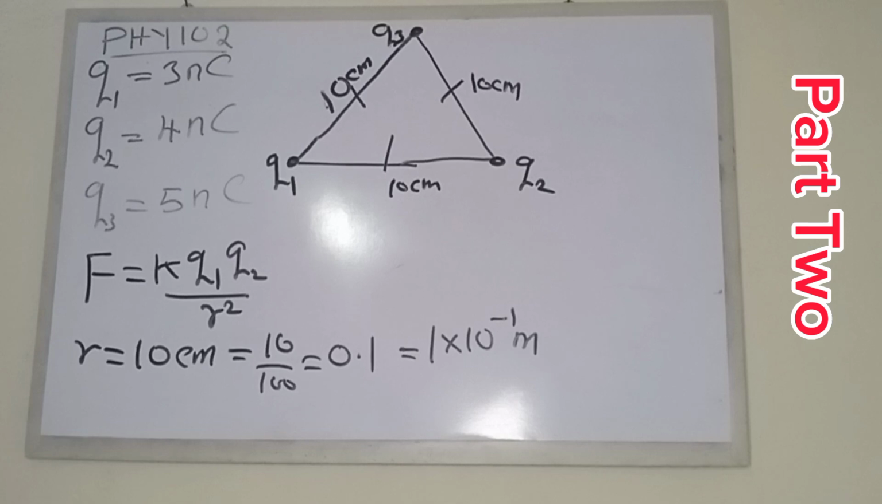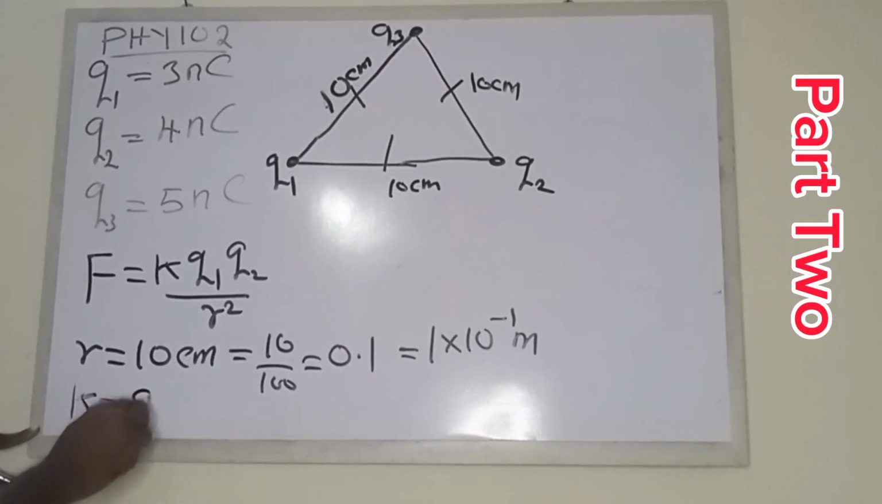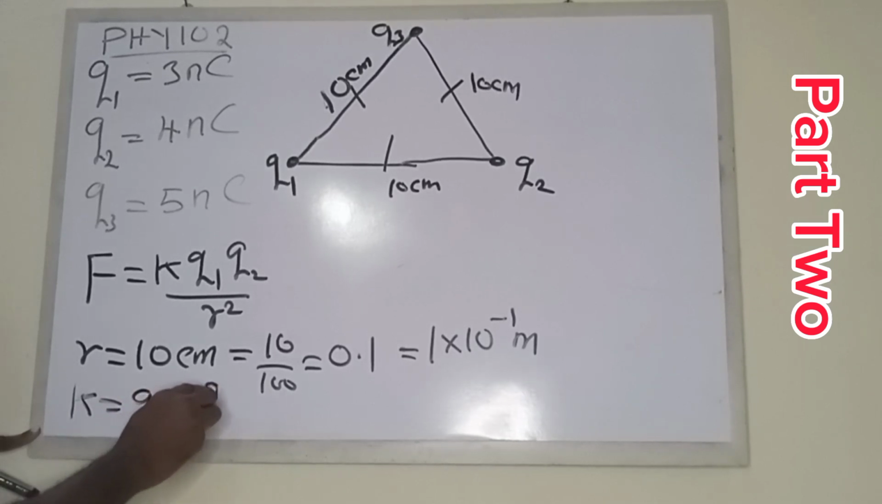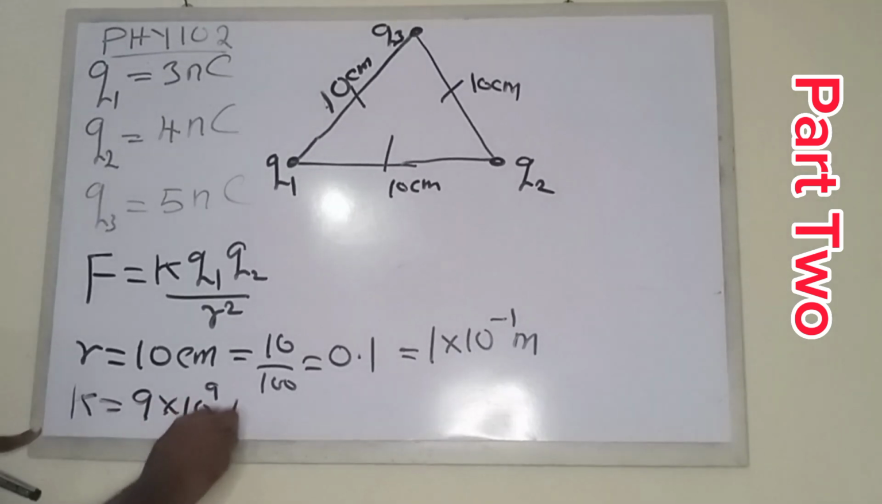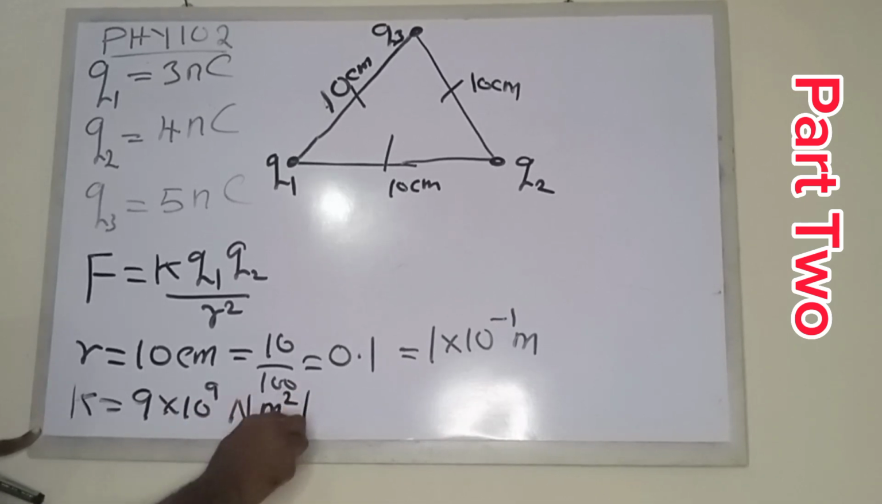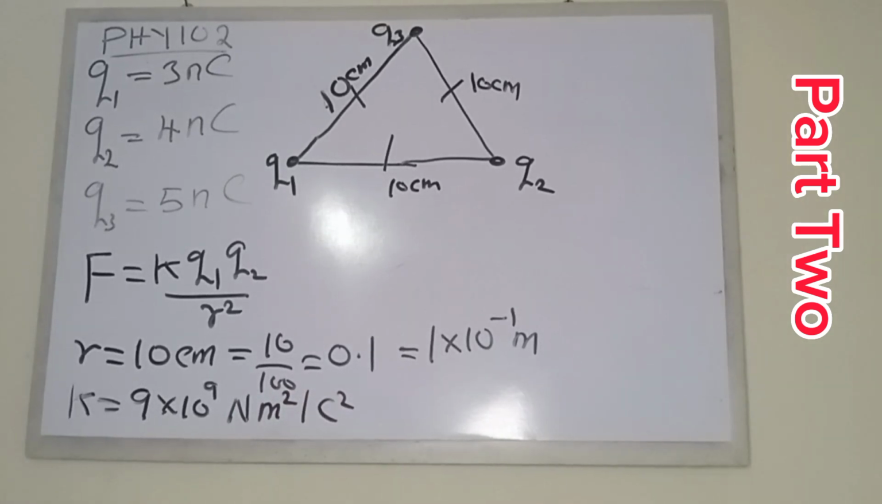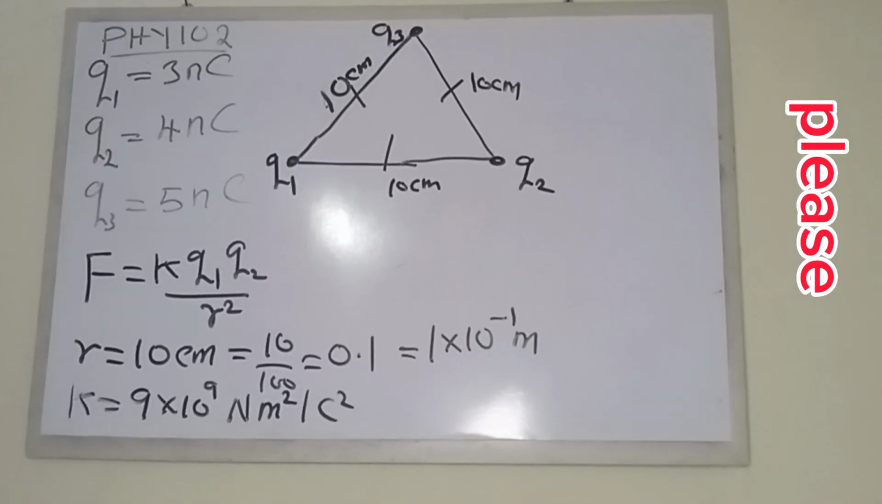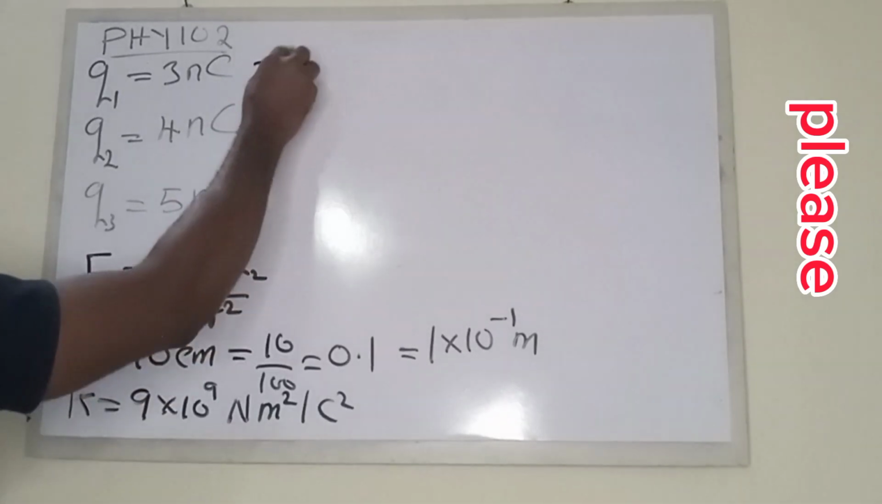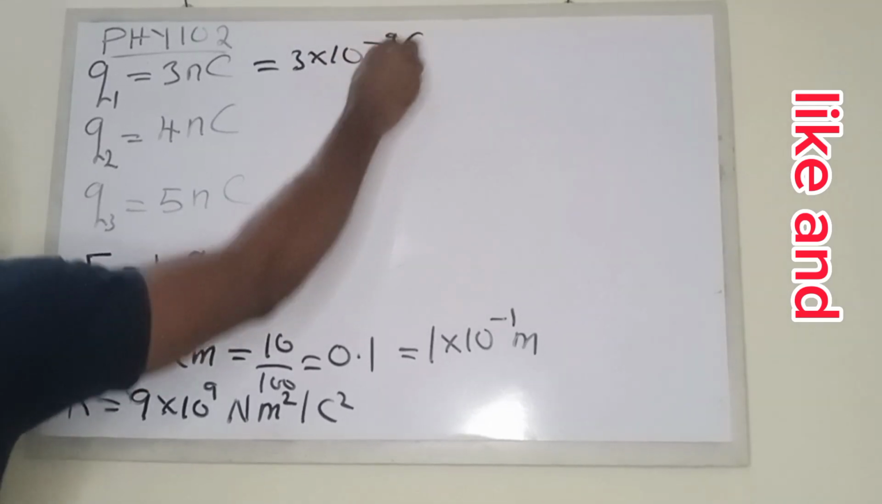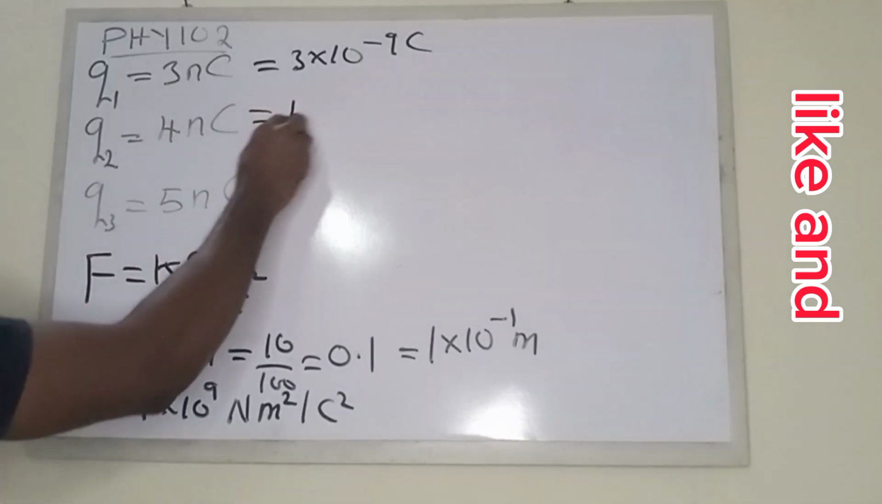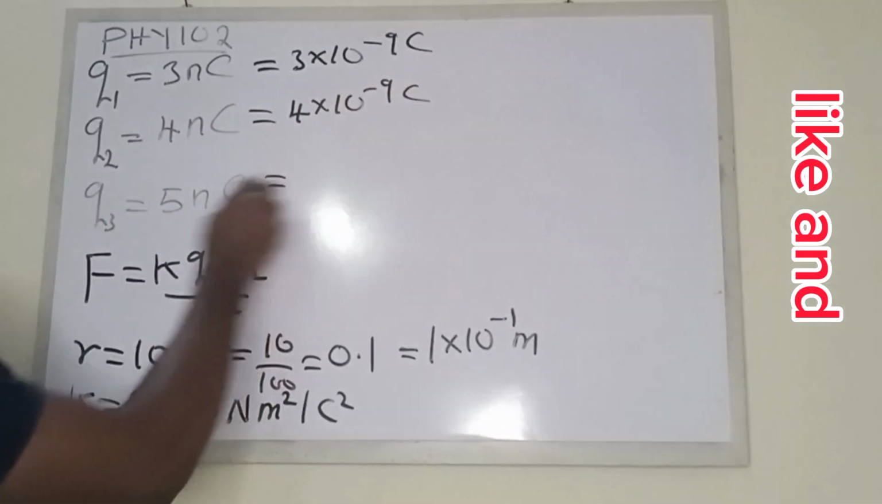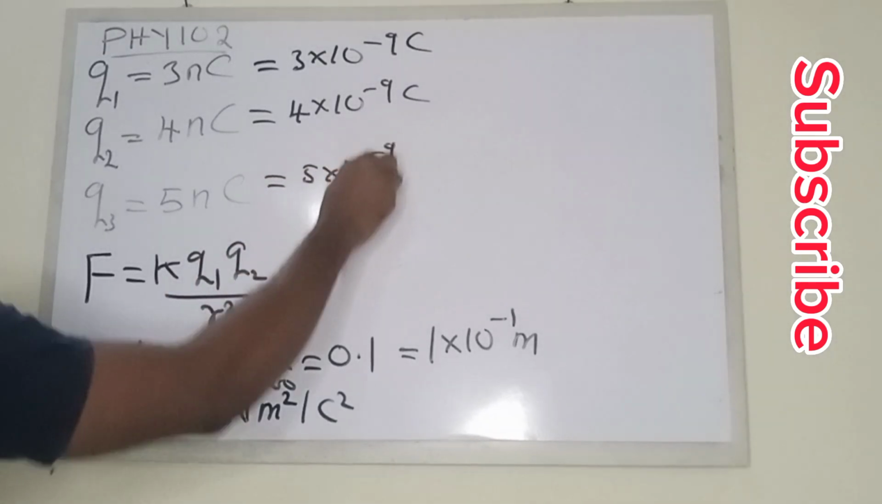We also have our K, which is a constant equal to 9 times 10 raised to the power of 9 newton meter squared per coulomb squared. Then our charges: Q1 is 3 times 10 raised to the power of minus 9 coulomb, Q2 is 4 times 10 raised to the power of minus 9 coulomb, and Q3 is 5 times 10 raised to the power of minus 9 coulomb.